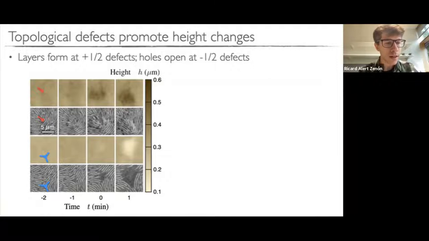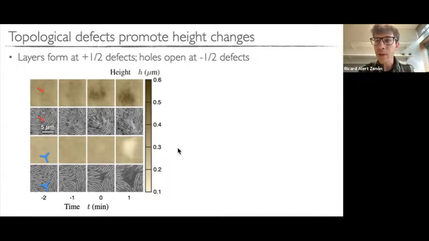Now, instead, if we look at this minus 1/2 defect here, this blue symbol, what we see is that over the same time scale, the cell monolayer actually tears itself apart. And there's a hole that opens up at the position of this minus 1/2 defect. Okay, and again, this is very clearly reported in the height field. And so, of course, then what we wonder is, you know, how generic is this? Is it something that we just saw in these examples, or is it something that happens generically?